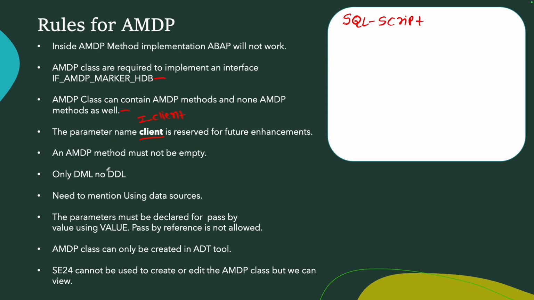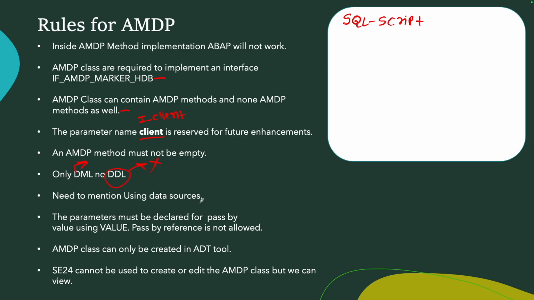And only DML, no DDL. DML means data manipulation language and DDL means data definition language. Here we have all the operations like select, update, delete. And here we have things like alter table, drop table. So this is not allowed. Need to mention using data sources.